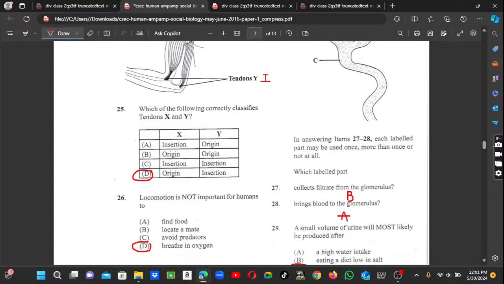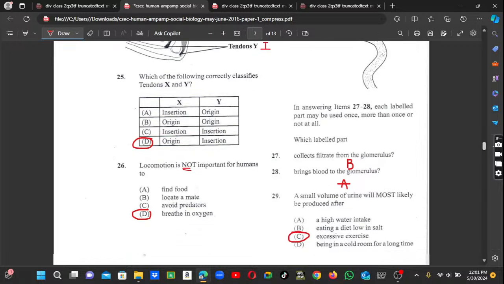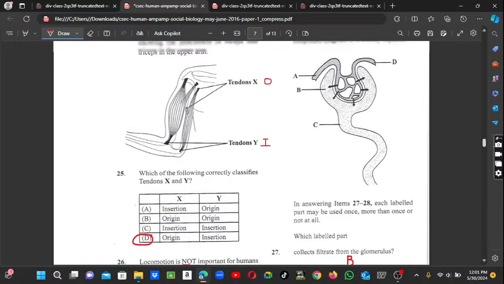Good. Number 26, it says locomotion is not important for humans to breathe in oxygen. And we know that locomotion is not important. So the keyword is not important for humans to breathe in oxygen. Alright? Good. Number 27 now.